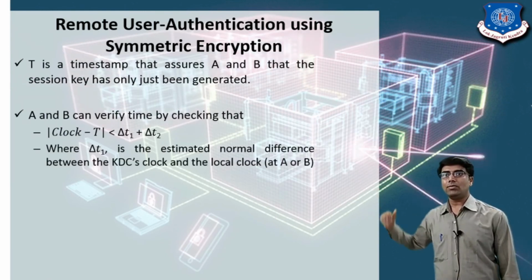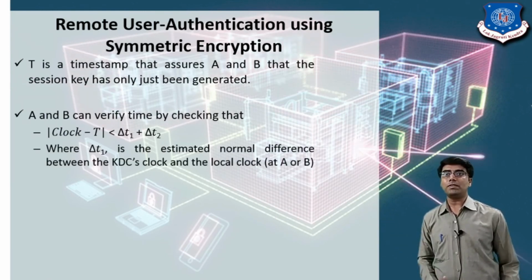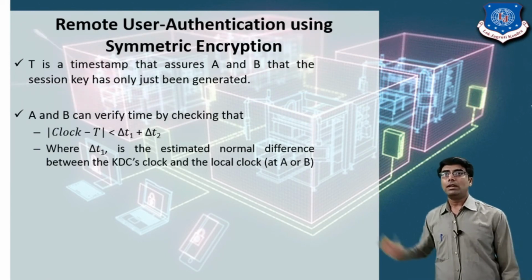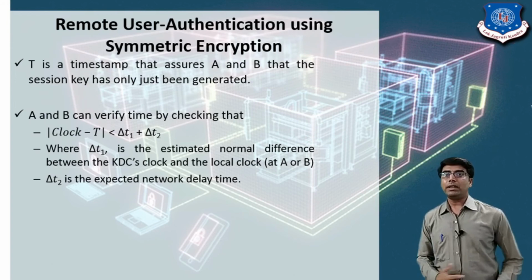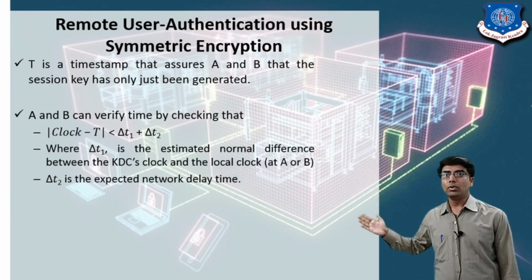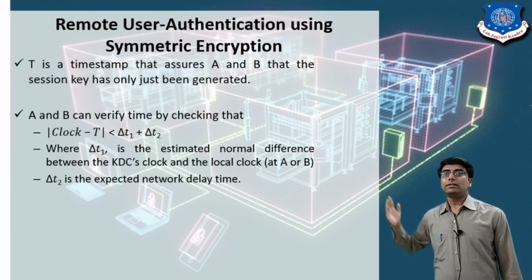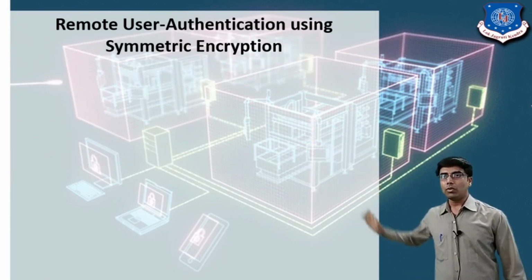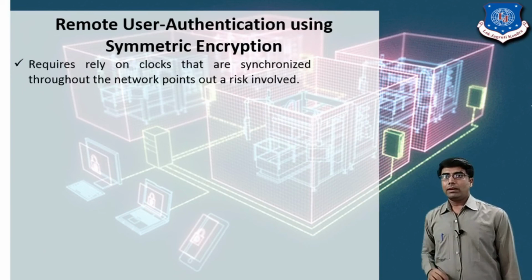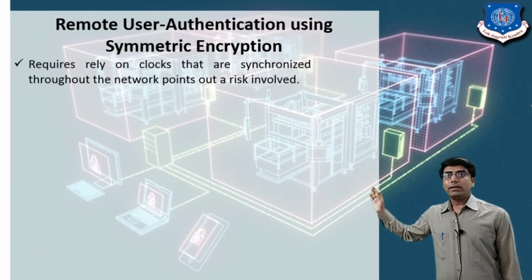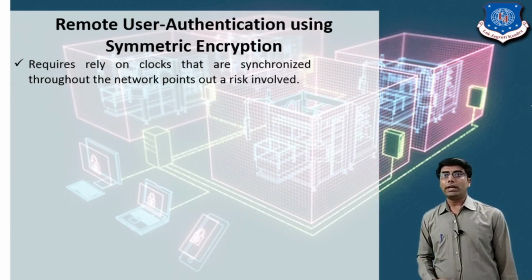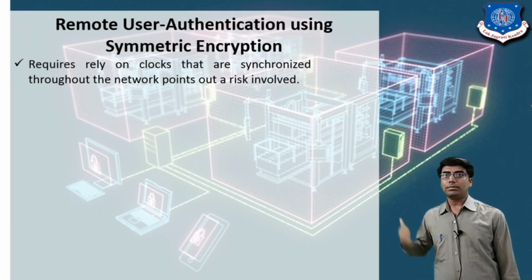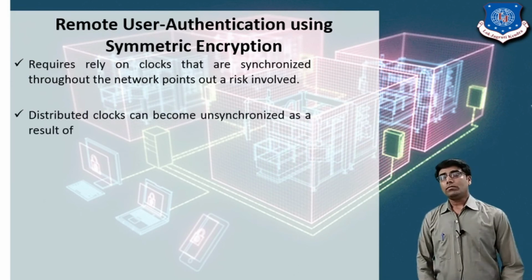Delta T1 is the estimated normal difference between the KDC's clock and the local clock. Delta T2 is the expected network delay time. It means delta T1 plus delta T2 is greater than the timestamp. Now again, the requirement to rely on clocks that are synchronized throughout the network points out a risk involved.